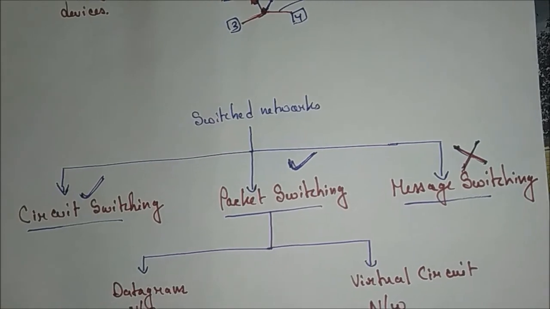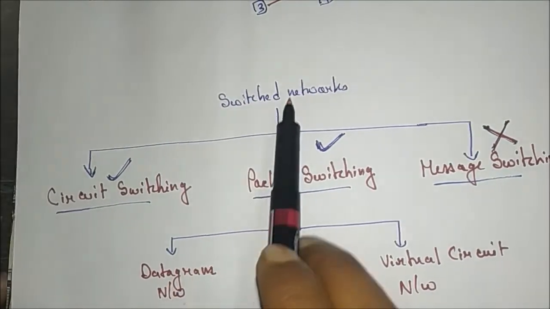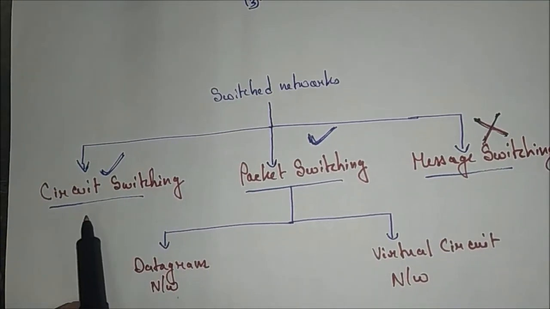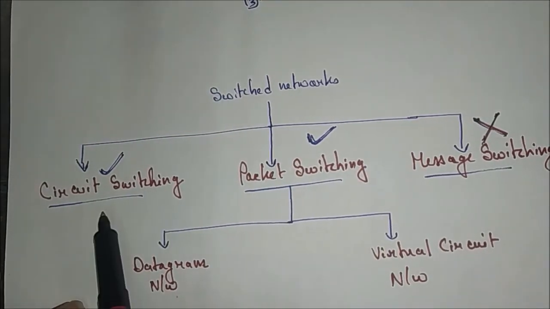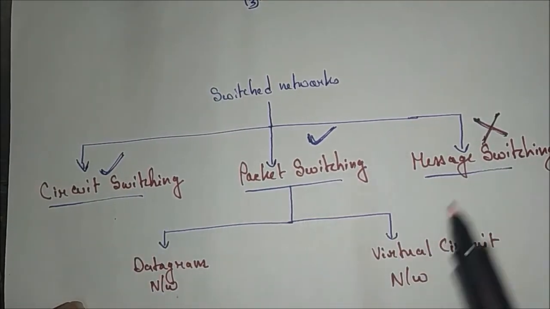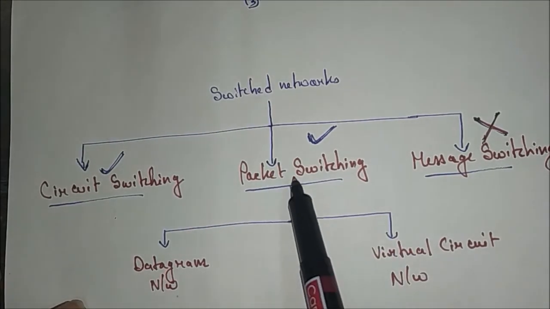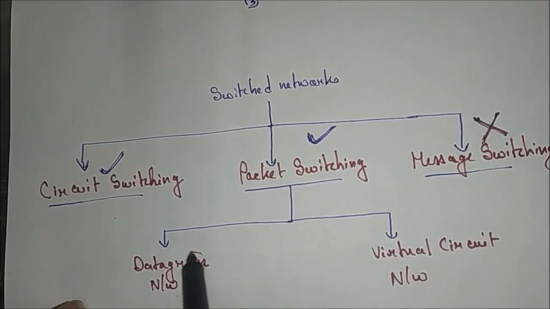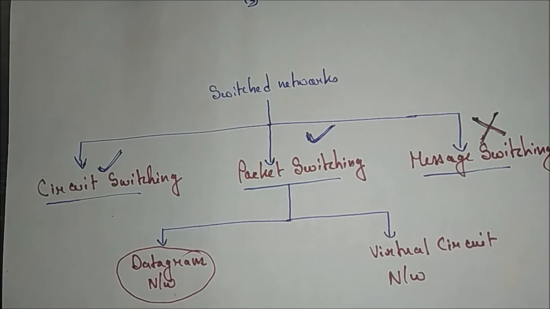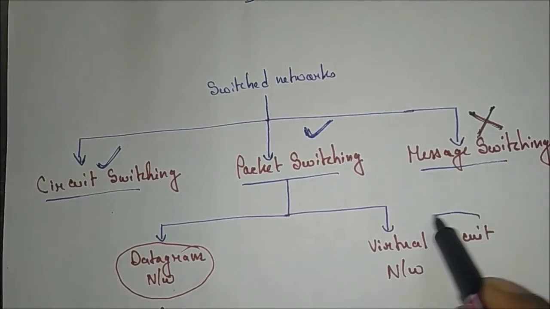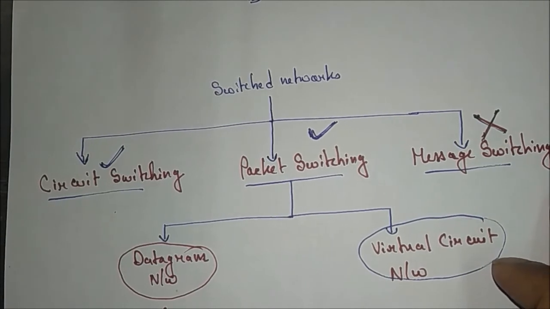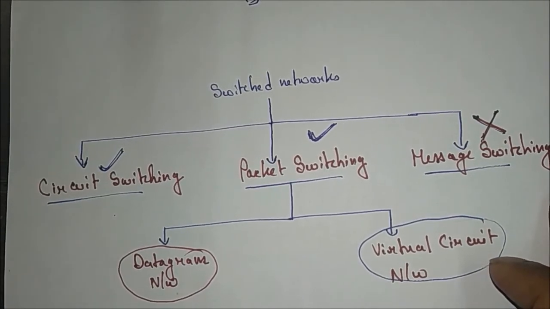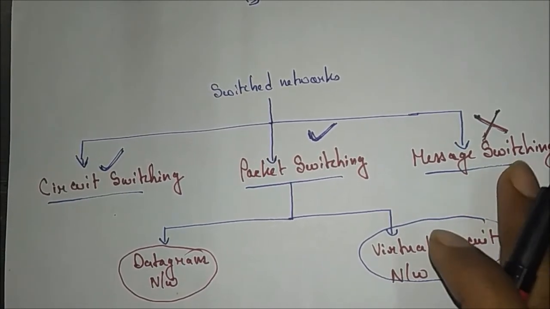Now the switching is classified into 3 classes. This is the taxonomy of switching in computer network: circuit switching, packet switching, and message switching. Packet switching is again divided into datagram network and virtual circuit network. So this is the brief idea about switching in computer network and about the taxonomy of switching.